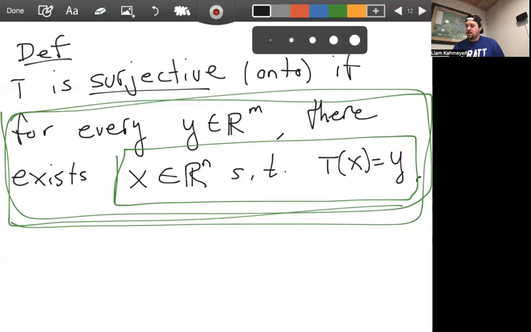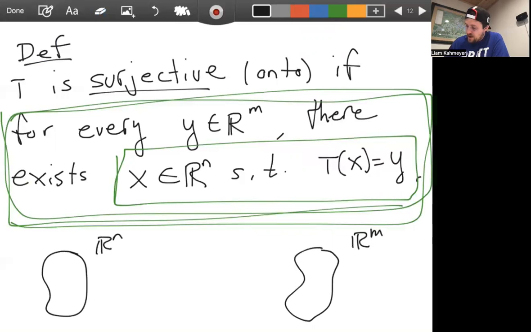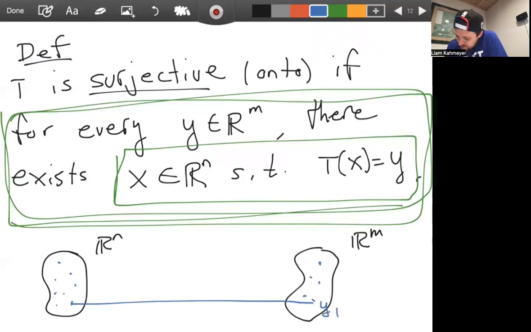And what does this mean? Like this for every y in Rm here. So if we look at our schematic, we have Rn, we have Rm. This means for every point in the codomain, there exists an x in the domain such that, so if we had y1 here, x1, x2, et cetera, I won't label them all. But we require that every single point is mapped to from something.